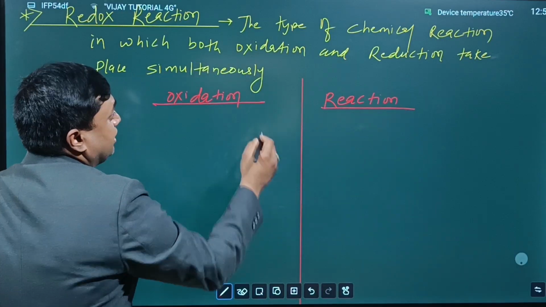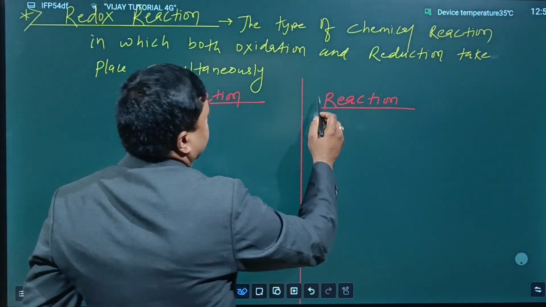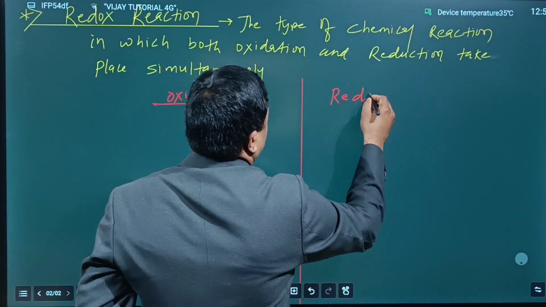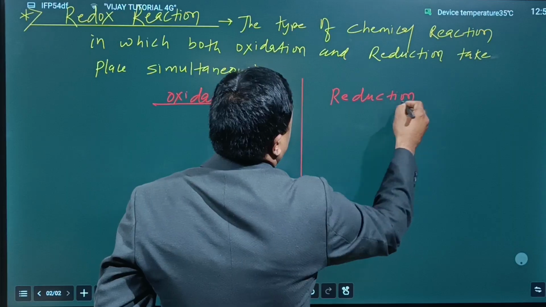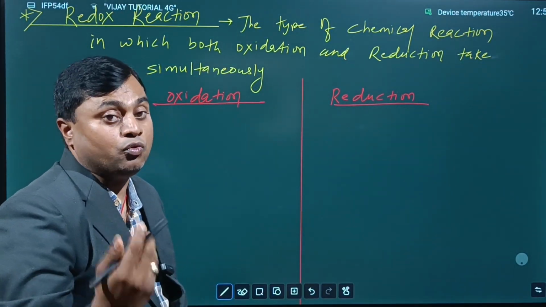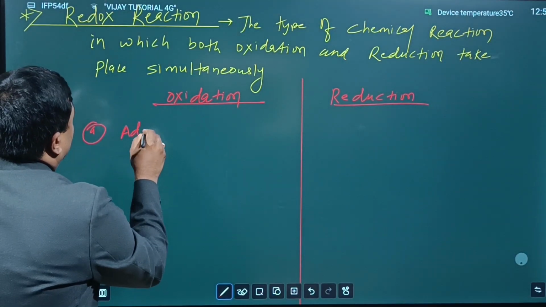See, oxidation, one second, this is reduction reaction. So oxidation reaction is a type of reaction which involves the following. What does it involve? Generally, addition of oxygen.